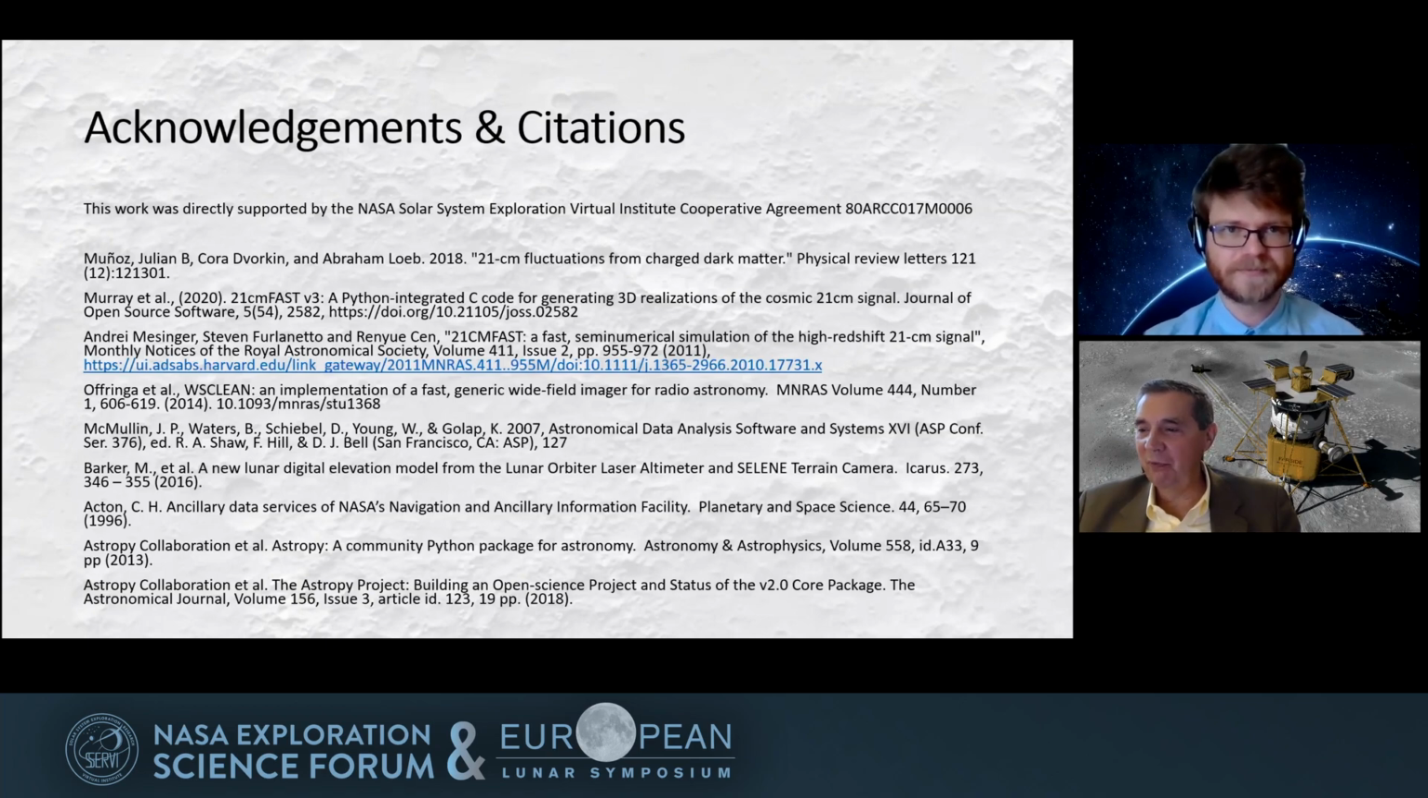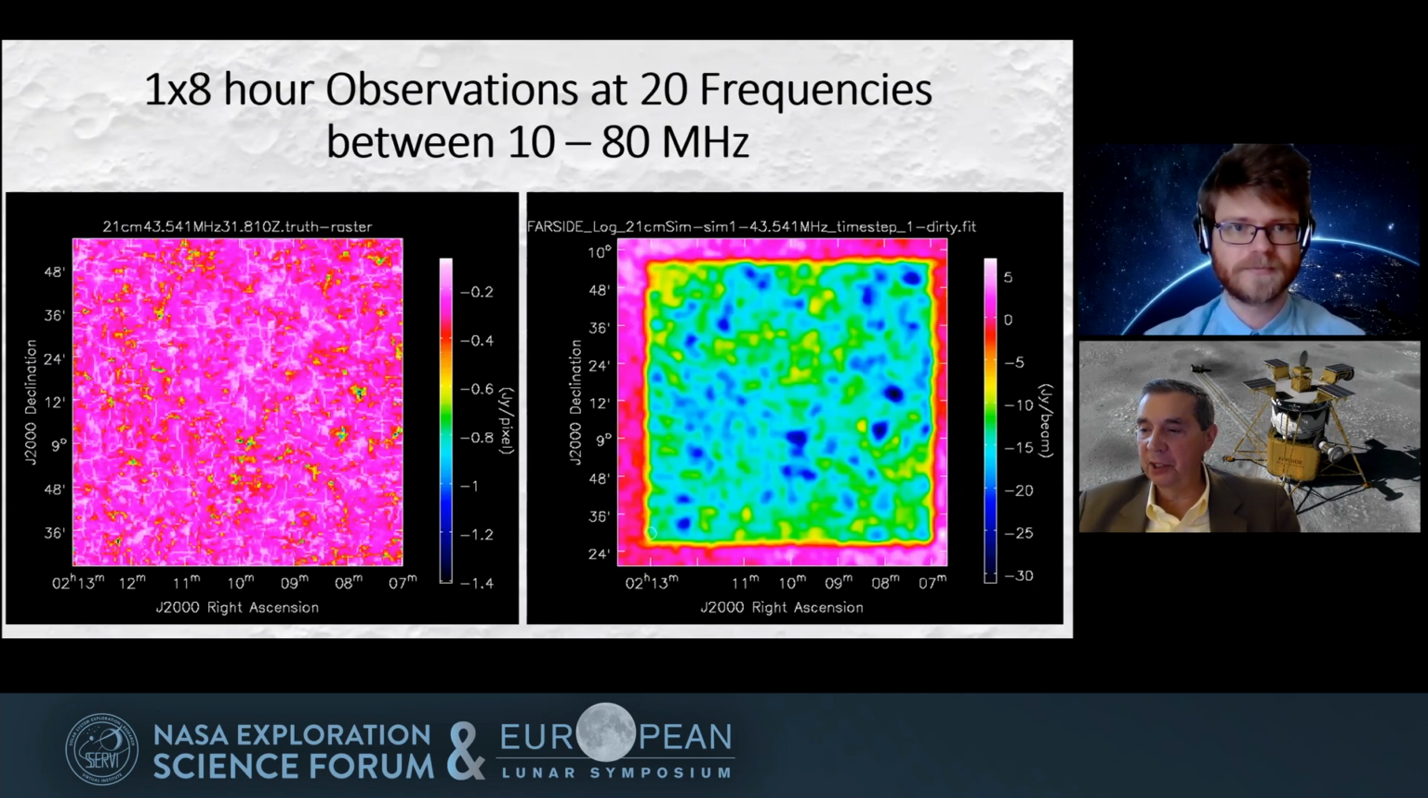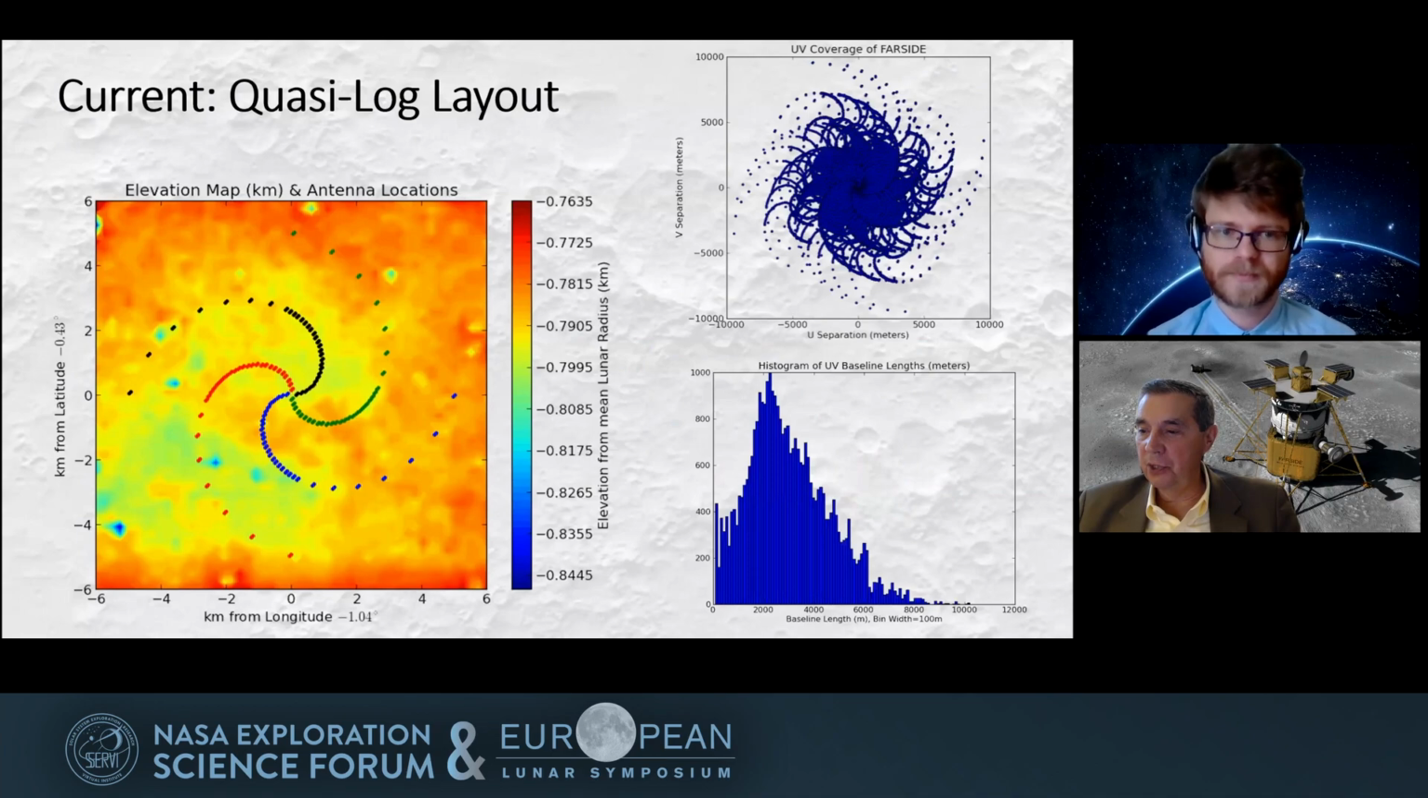We have a question from Nivedita Mahesh. For the quasi-log layout, what is the shortest distance between the antenna nodes? And was the mutual coupling effect taken into account?